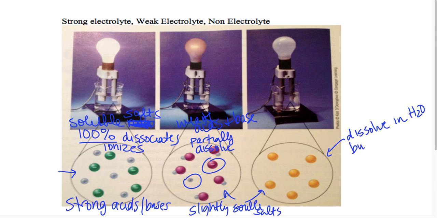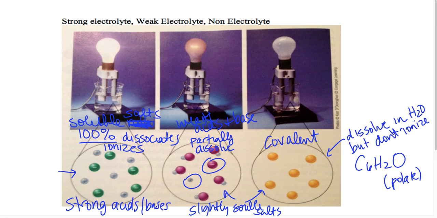but don't ionize. Can anyone give me a real-life example of something that dissolves in water but doesn't split into ions? How about sugar? Does sugar dissolve in water? Yeah, so like C6H12O6, it dissolves in water because it's polar, so these things have to be polar.